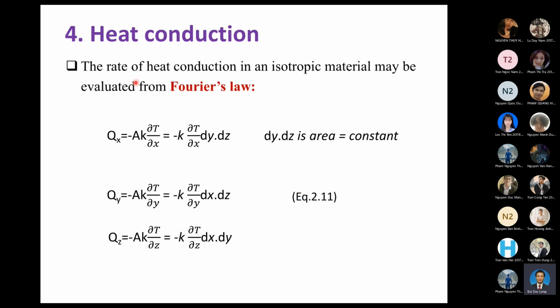And we have the rate of heat conduction in isotropic material, which may be evaluated from Fourier's law. You already learned it: qx equals minus k dT/dx times dy dz. This is the area, the area of heat transfer. Similar for the y and z directions.